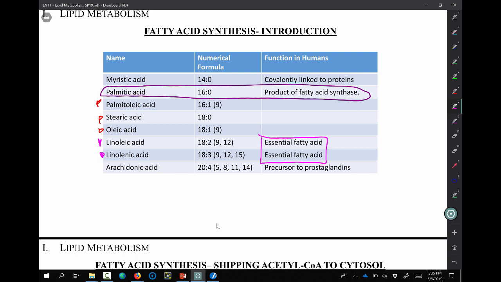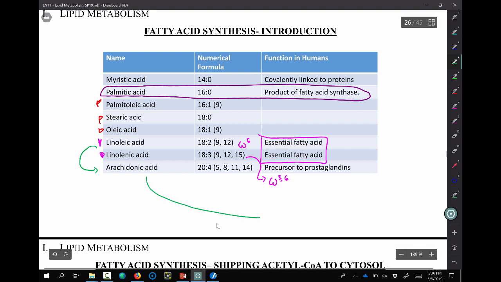We don't have desaturases that will put double bonds at the 12th carbon of an 18 carbon fatty acid, or the 12th or the 15th carbon. This is an omega-6, called omega-6 fatty acid. This is called an omega-3 fatty acid. Now those are precursors to arachidonic acid. You and I can make arachidonic acid from those essential fatty acids. And arachidonic acid is a precursor to prostaglandins. Prostaglandins are really important signaling molecules in our body. You may have encountered prostaglandins in some other class, but these are precursors to that.